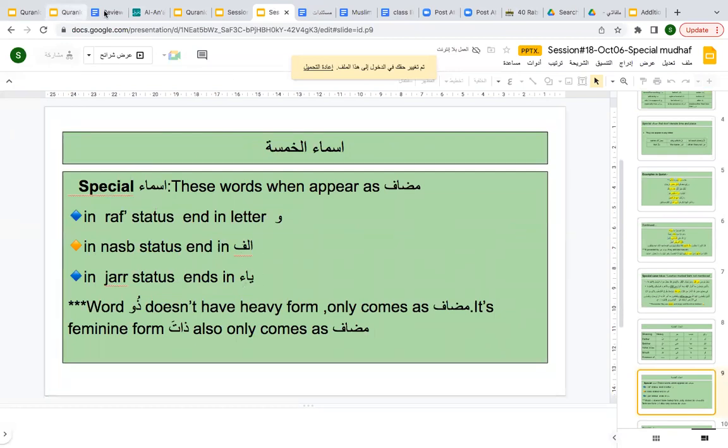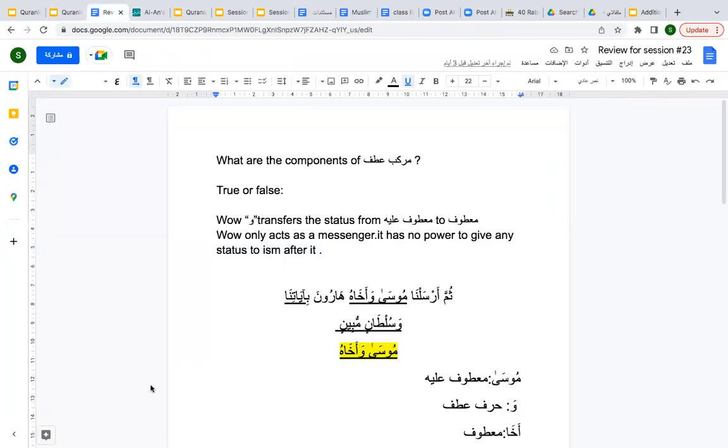Okay, so now let's come to our review. So akhahu was your idafa, and you have this special ism that is showing its nasb status by presence of fatha along with an additional alif. Everyone can see this additional alif? Alhamdulillah. Now if I ask you status of Musa, what's the status of Musa?